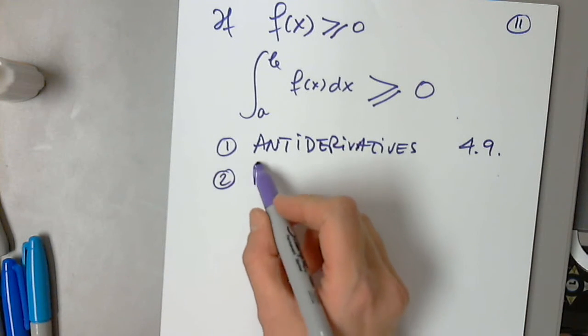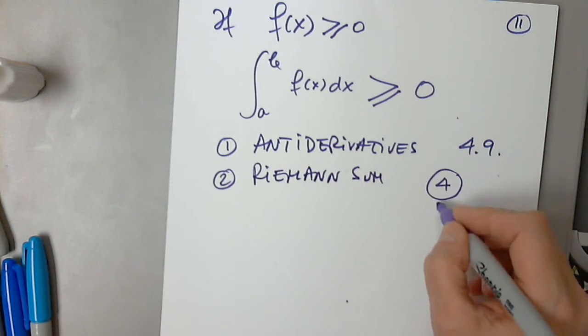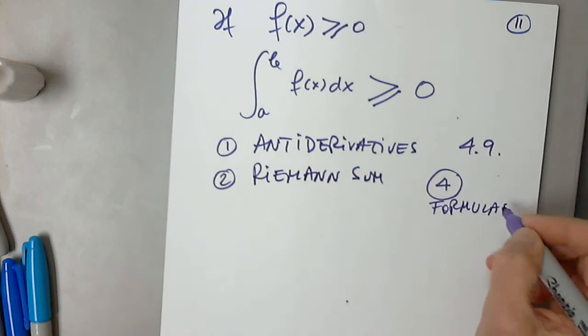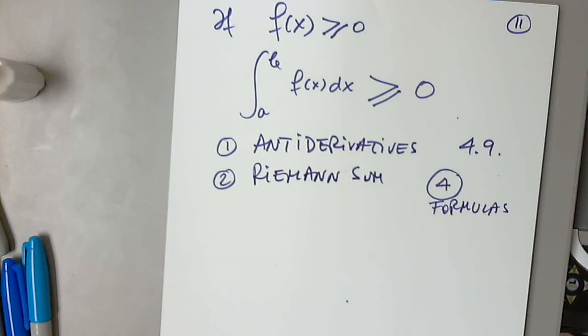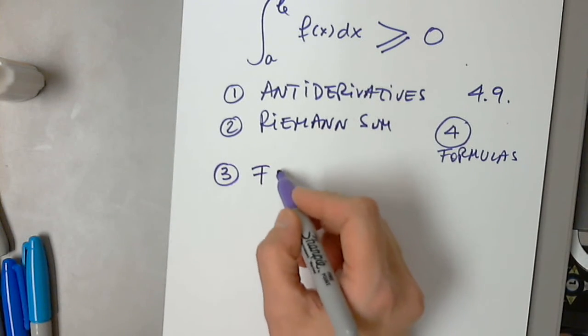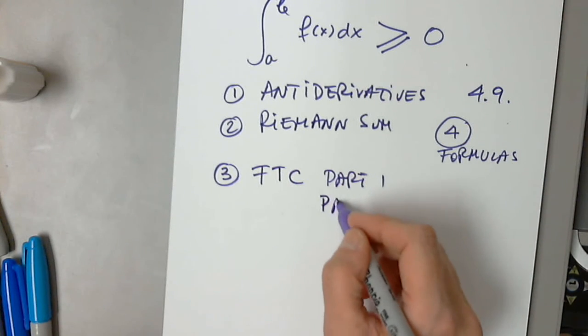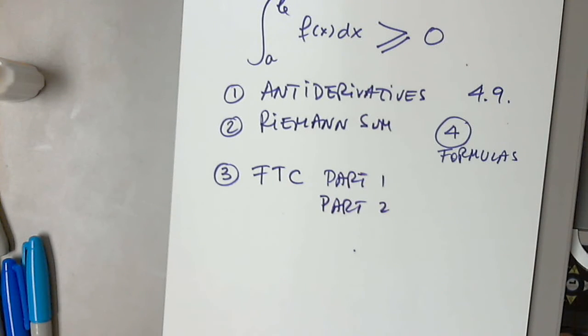Number 2, Riemann sum. And you have to know those 4 formulas. They're not formulas, they're identities, but whatever you want to remember them by. Then, number 3, the fundamental theorem of calculus part 1, which Eddie asked today, and part 2, which we've been using every day and today, to evaluate definite integrals.